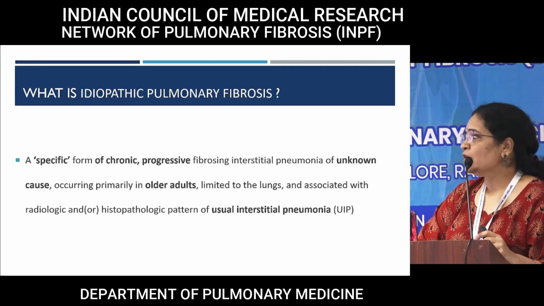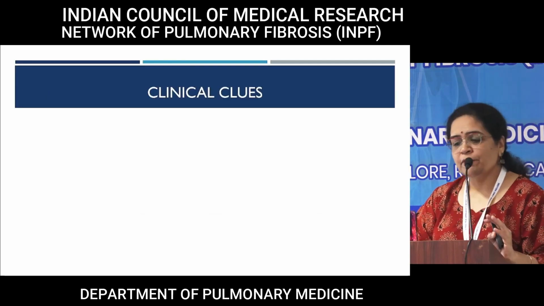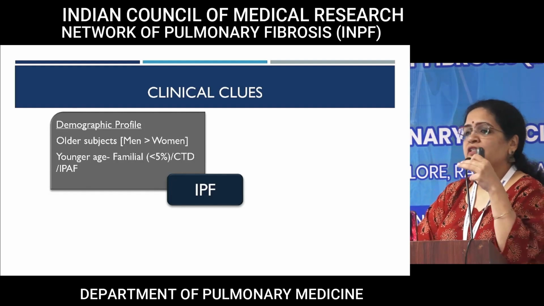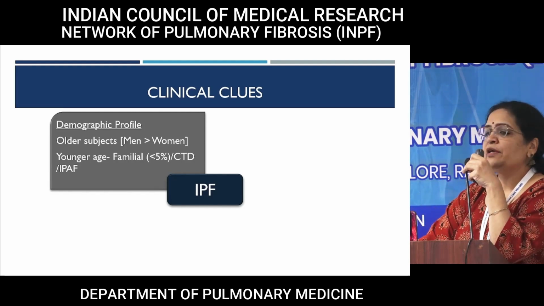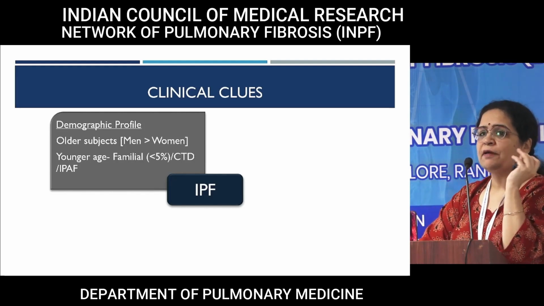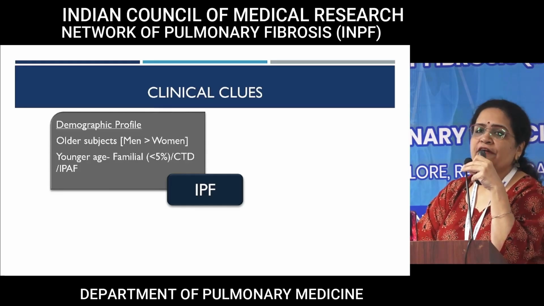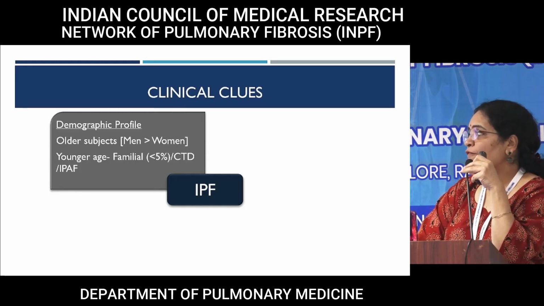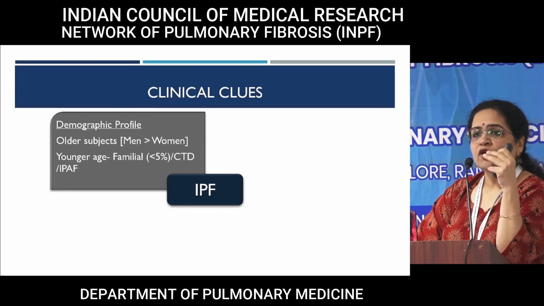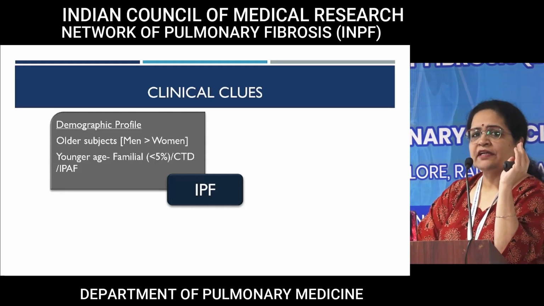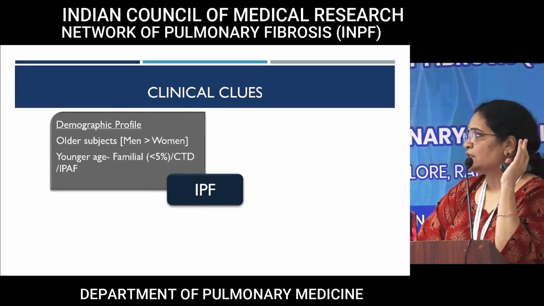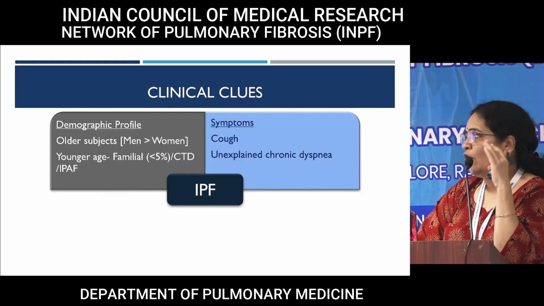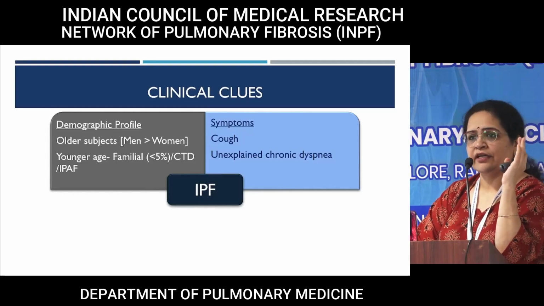So what are the clinical clues? The demographic profile is usually older subjects, men more than women. If you see it in younger people, please start digging for a family history. Start looking for CTD. Start looking for interstitial pneumonia with autoimmune features. This will be discussed by subsequent speakers. Symptoms are usually cough with unexplained chronic dyspnea.